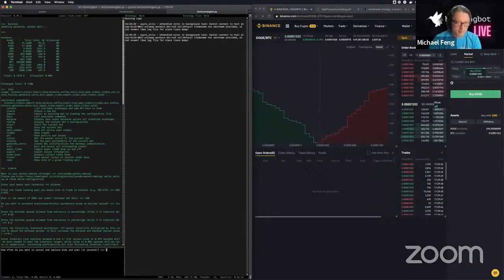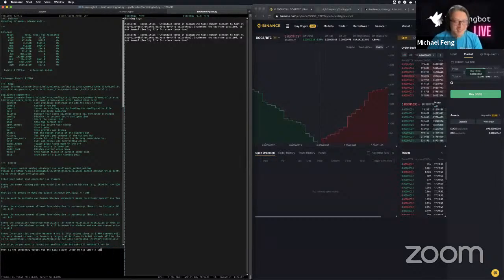All right, let's put in something fast so we get some action. Let's put 10 seconds. And so inventory target. I know I have about 20% Doge and 80% BTC, so starting out, I'll just try to keep the same percentage. Just keep it at 20 and see what happens. And we can adjust the stuff later on.